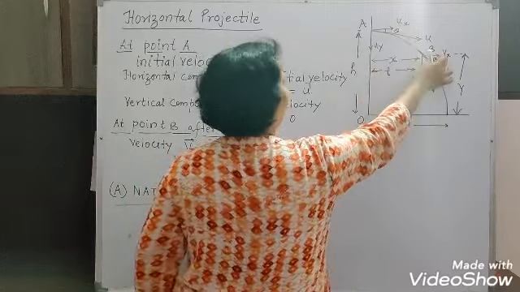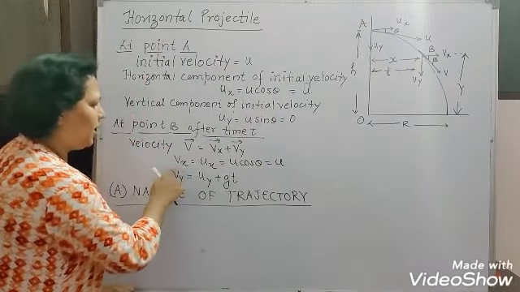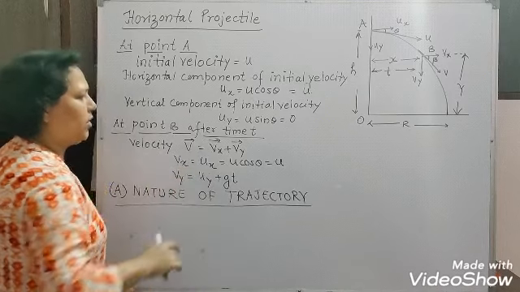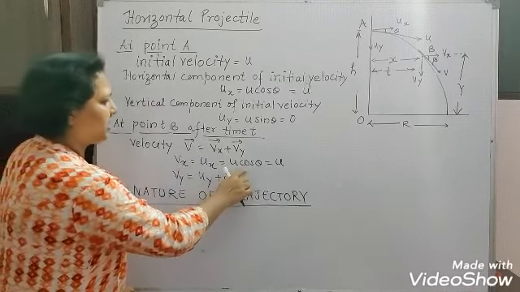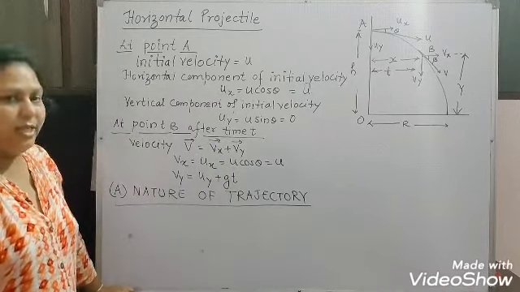So ux and vx will be equal, and so that we have written here in magnitude, vx and ux will be equal, which is equal to u cos theta, and u cos theta is equal to u. So this is in this way.